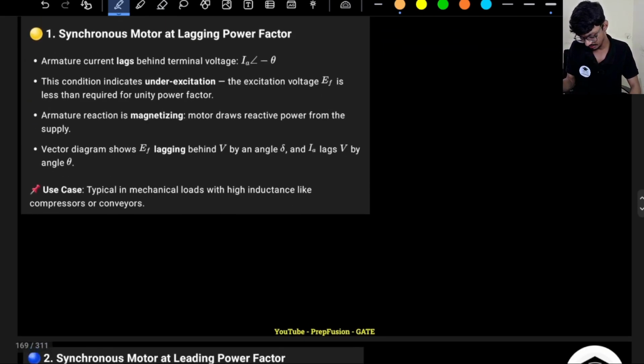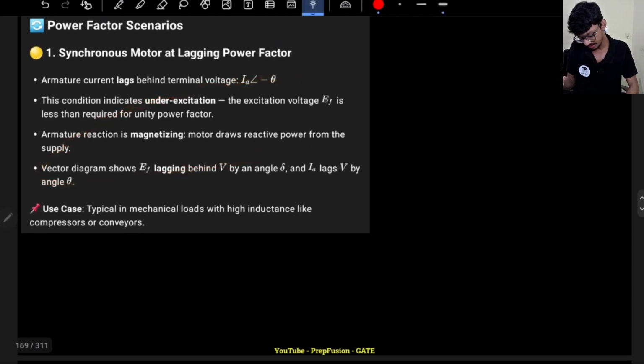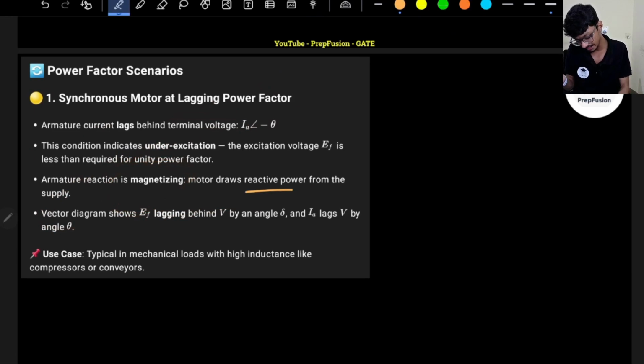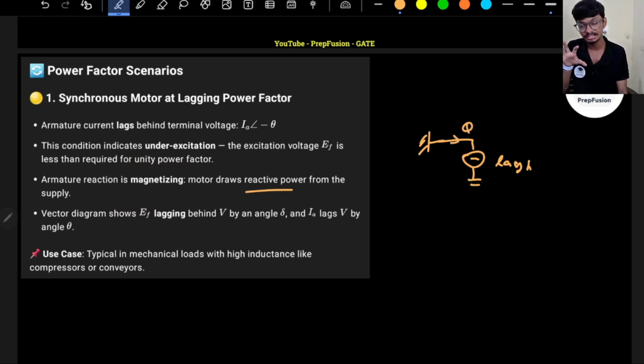Same thing, whatever I have discussed, is written over here. What will be the armature reaction? Armature reaction in case of a lagging power factor will be magnetizing. Why? Because the motor draws reactive power from the supply. If the load is operating at lagging power factor, that means Q is coming in, so the armature reaction is magnetizing.